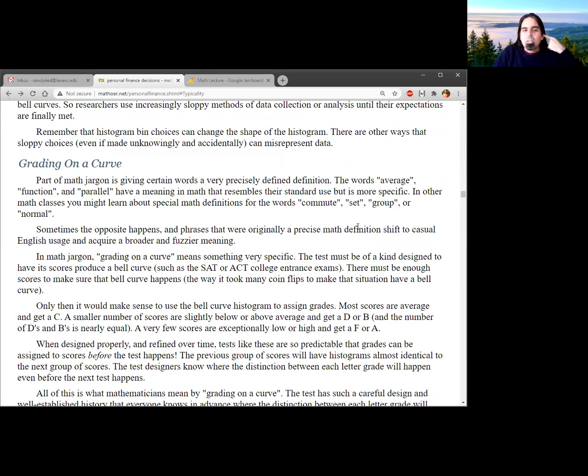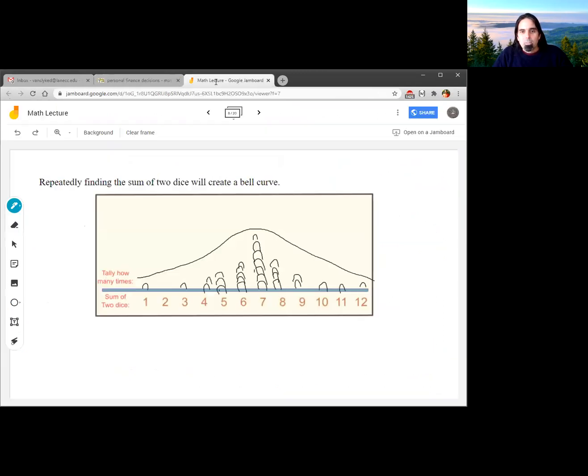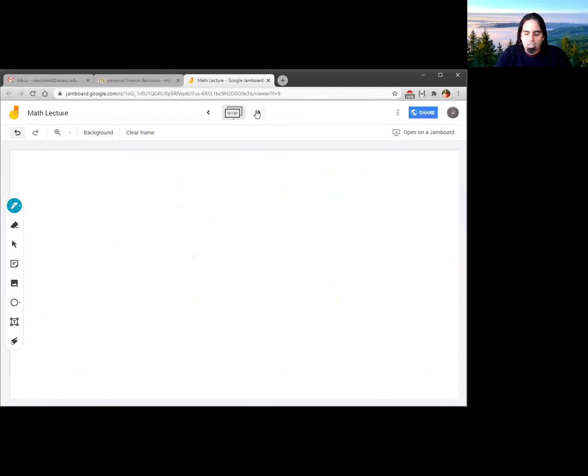The last thing I want to mention is the phrase grading on a curve. Strictly speaking, grading on a curve means something very specific. It means that I have a test that, like the IQ test or a college entrance exam, I've given to many people before, and I know that most people will be average. Some people will be, that look more like a curve. Some people will do better than average. Some people will do worse than average.